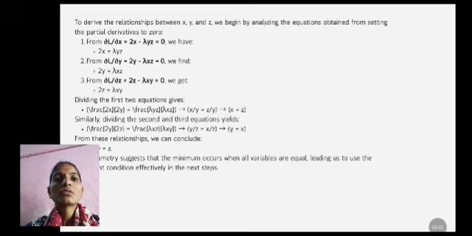Dividing the first two equations, it gives x equals z. Similarly, dividing the second and third equation, it gives y equals z. From these relationships, we can conclude x equals y equals z.